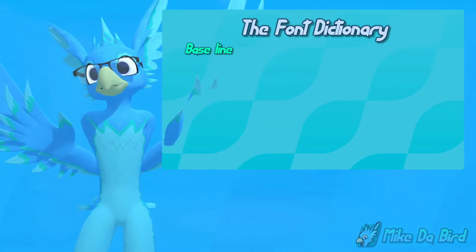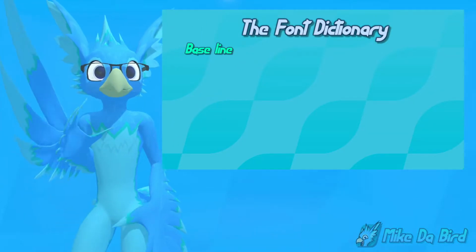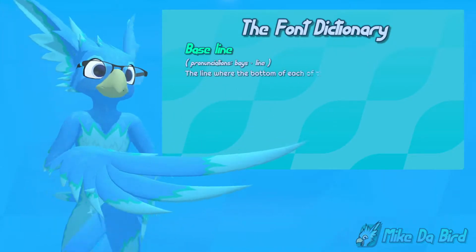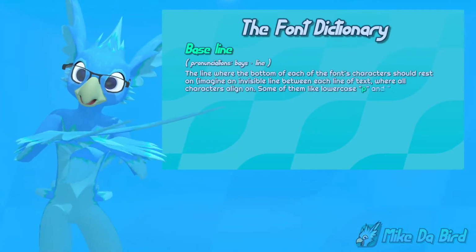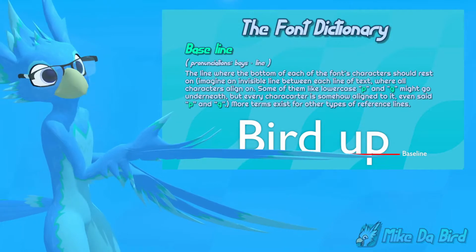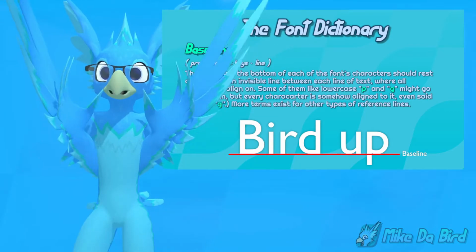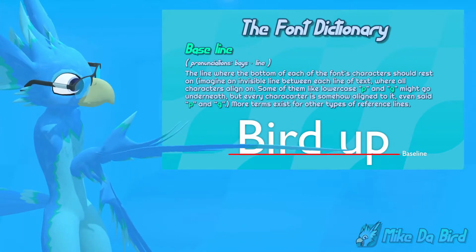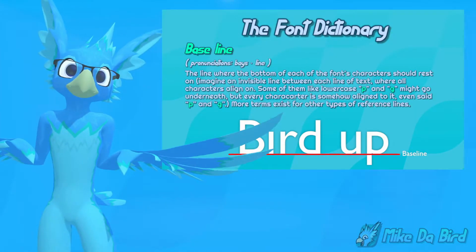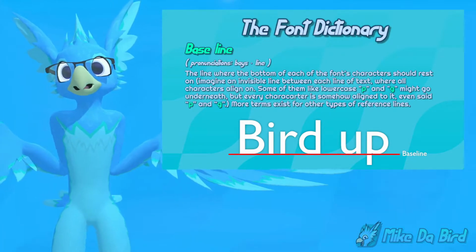So let's just call it italic for now, because that's how people usually call it. Baseline. Now that is something that you will want to know when making your font, because every single character of a font kind of rests on an invisible line. For example here, "bird up". There, you've got some kind of invisible line where all of your characters are standing on. You can clearly see the bottom of the B, I, R, D, U, and P, they all rest on that baseline. And it's pretty much just that invisible line, and all characters are aligned somehow on it.